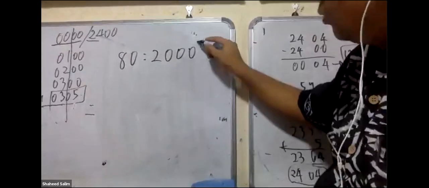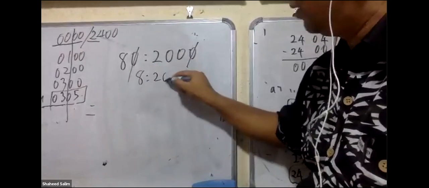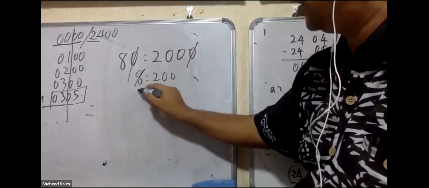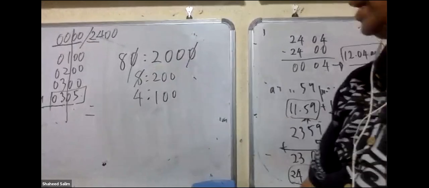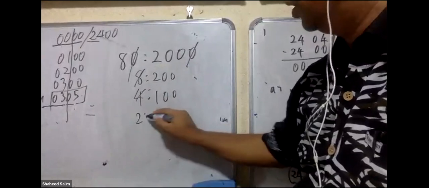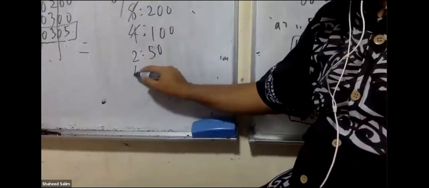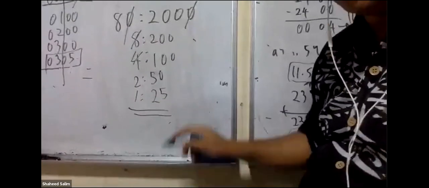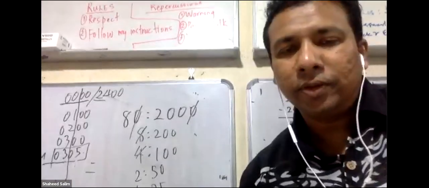Step 1, cancel a 0 and cancel a 0. So now you get 8 is to 200. Can divide by how many? Can divide by 2. Divide by 2, you get 4 is to 100. Can divide some more? Yes, divide by 2 again, you get 2 is to 50. Can you divide some more? Yes, divide by 2, you get 1 is to 25. 1 is to 25. Okay, we'll do the next question now.